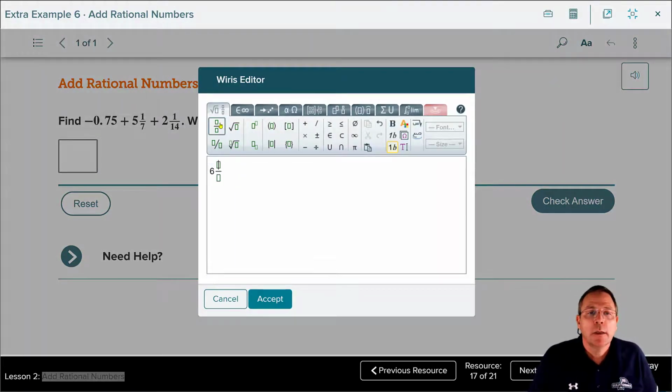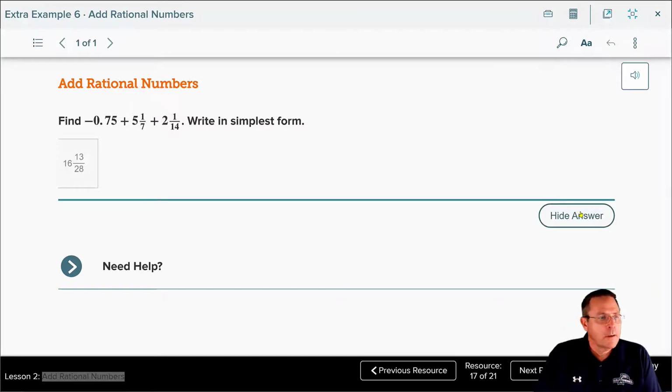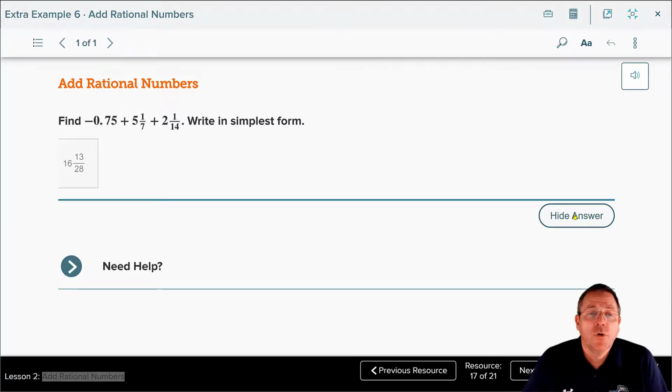6 and 13 over 28. Accept and check. Uh-oh, what did I do wrong? Alright, I didn't do anything wrong. This is their answer. That's my answer. You can see that they and I have the same exact answer. The computer's just marking my beautiful work incorrect.